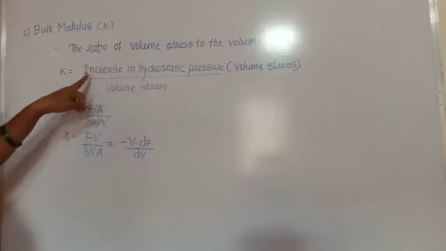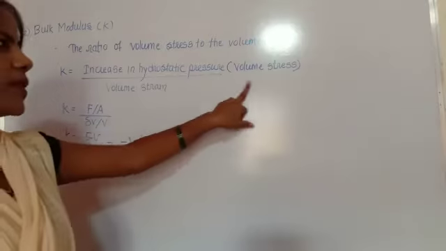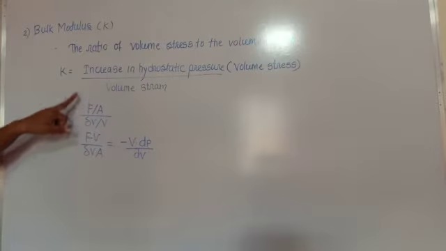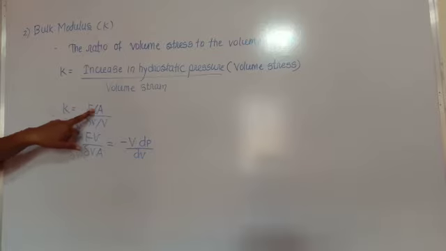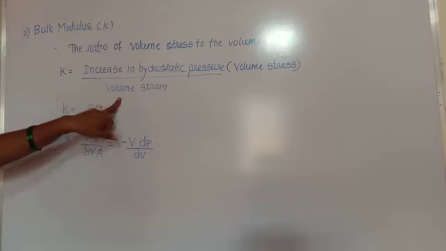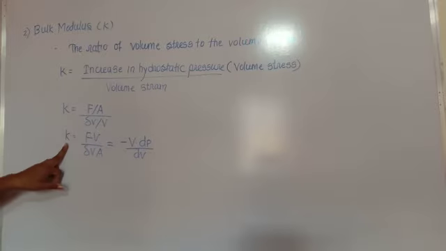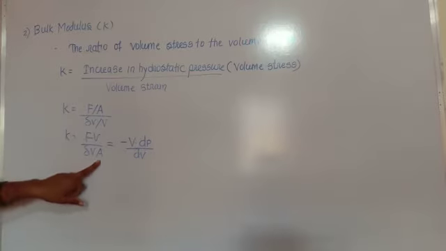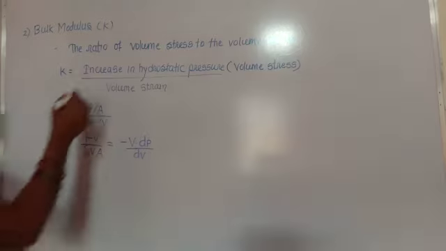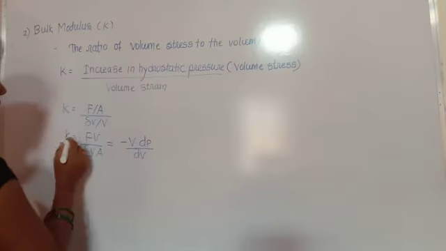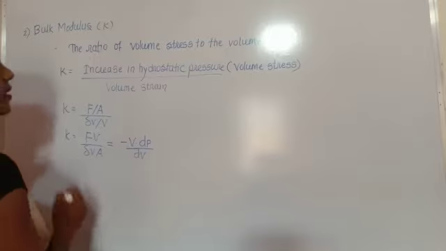Here, volume stress is nothing but the increase in hydrostatic pressure. Bulk modulus is the volume stress divided by volume strain. Volume stress is the force per unit area, and volume strain is the change in volume to the original volume. So we can write K equals Fv divided by delta V into A. The increase in hydrostatic pressure we write as dP. Another form is K equals minus V into dP by dV.